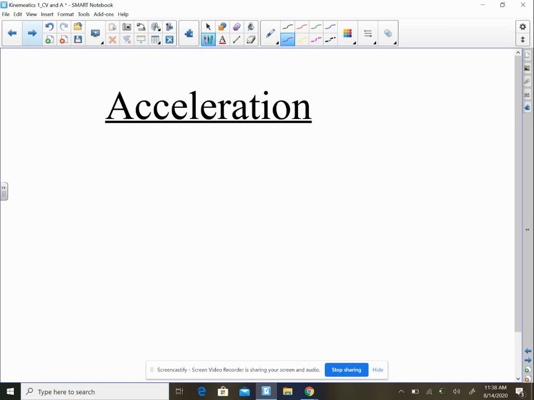Okay, so now we're going to talk about acceleration. I want you to think about what is your definition of acceleration, because acceleration is one of those terms that you have an everyday definition of, but we have a very specific definition of in physics. And so how do you know if you're accelerating? Well, if you're accelerating, you could be speeding up. You could be slowing down.